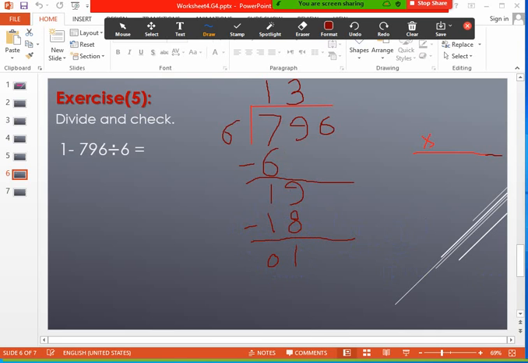Now let's move to Noura Ali. Noura Ali, open the mic. Now I will take, yes, I will take what? The 6. Yes, the number becomes what? 16. Now 16 divided by 6. What is the number that, if I multiply it by 6, will give me the closest number to 16?